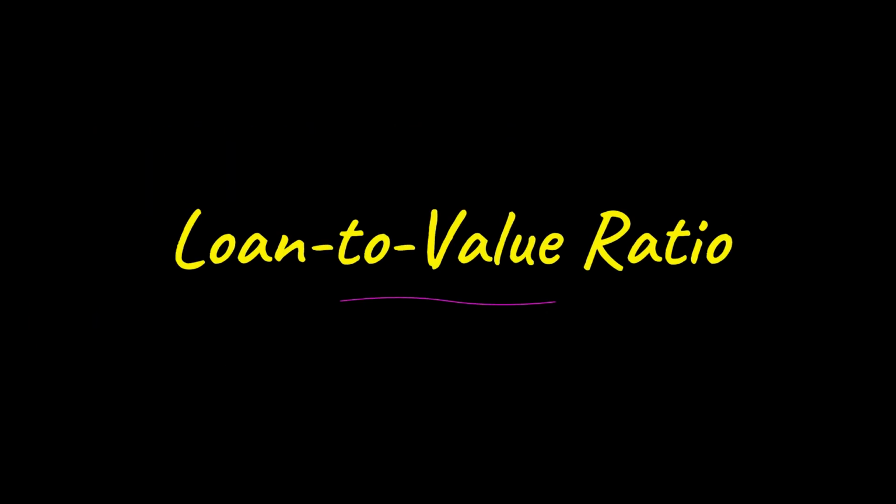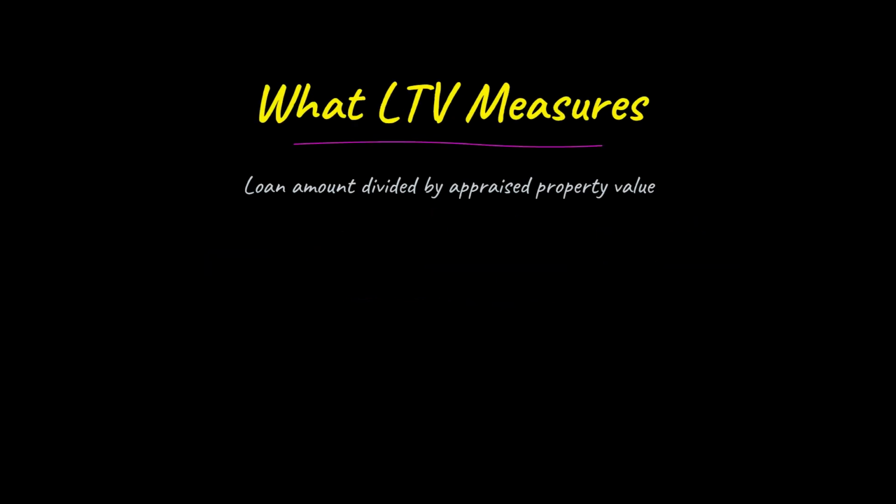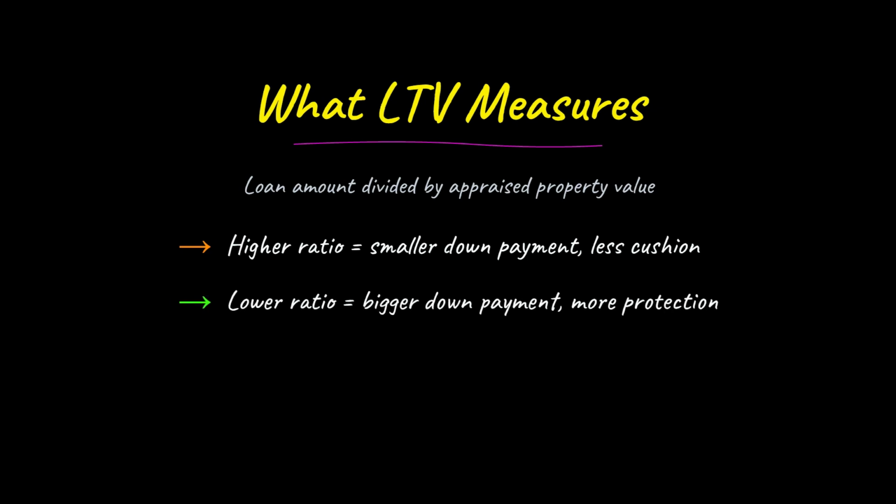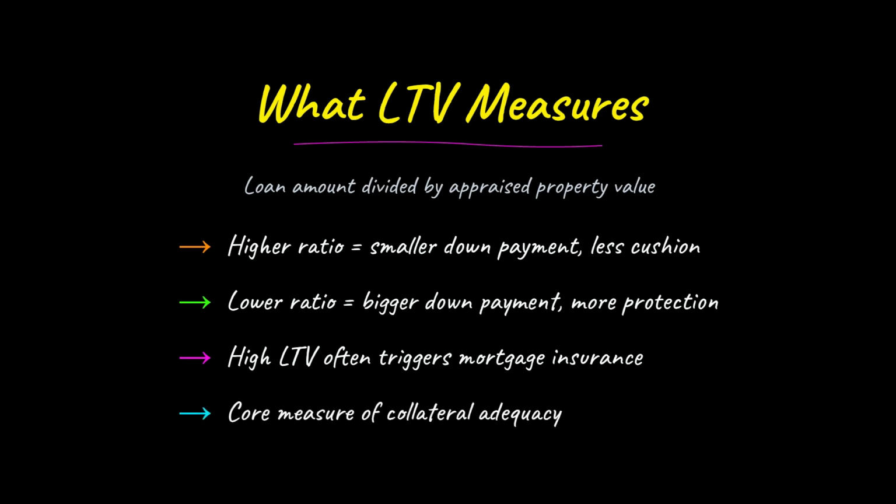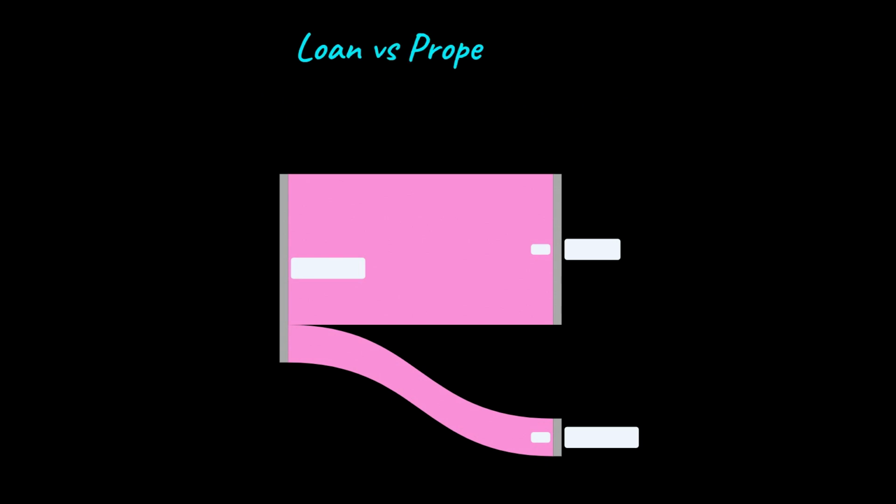Lenders need a quick way to measure how risky a mortgage is compared to the property backing it. That measure is the loan-to-value ratio. The loan-to-value ratio compares the loan amount to the property's appraised value, expressed as a percentage. A higher ratio means less down payment and loss cushion for the lender if the home must be sold. A lower ratio means more equity protecting the loan, and very high ratios often require mortgage insurance.